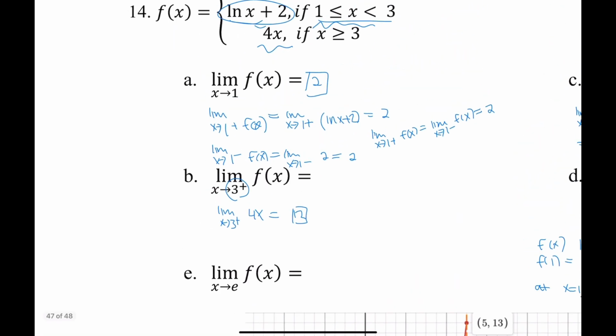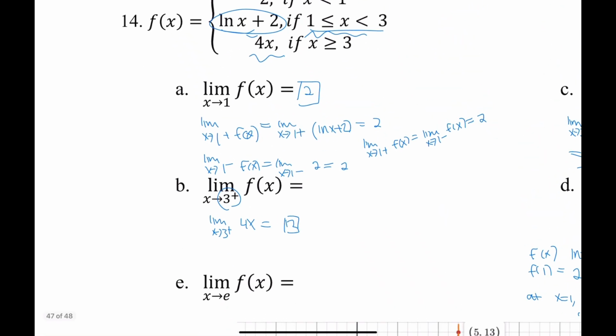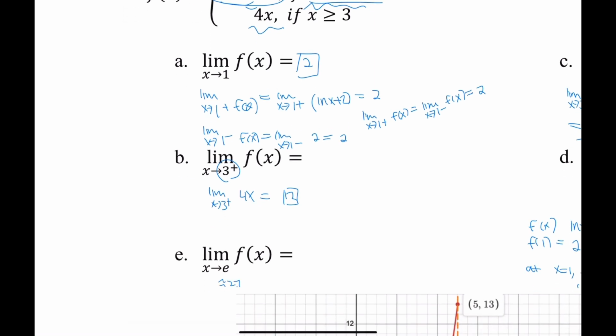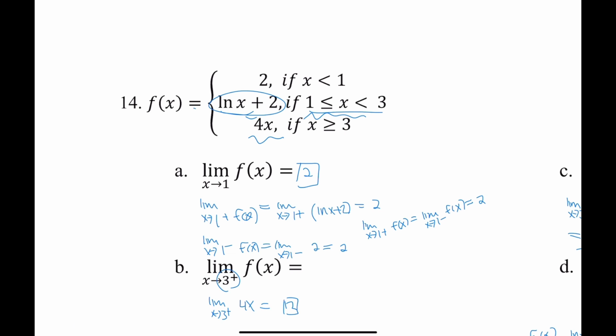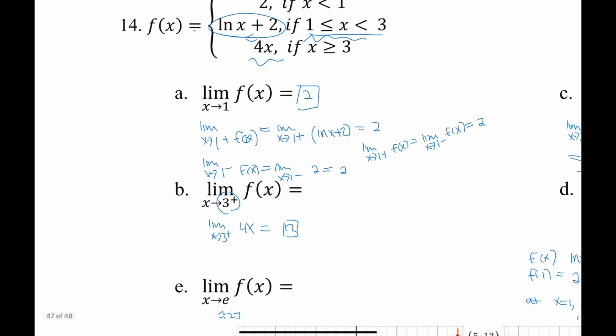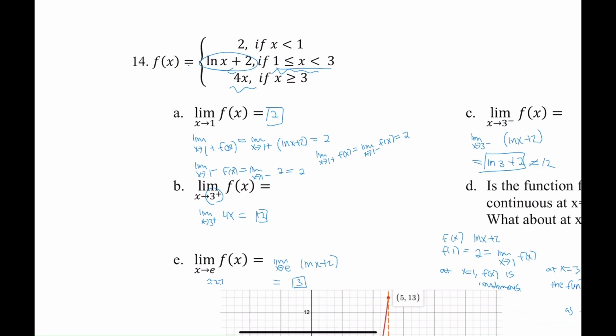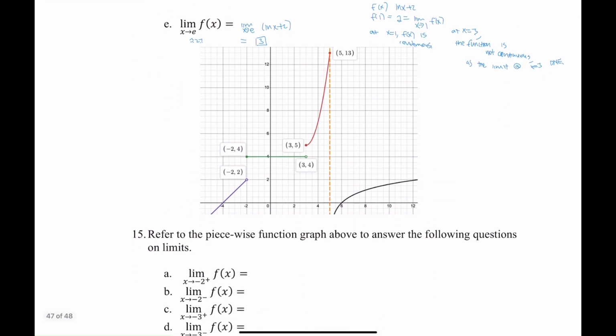If you plug in e to f of x, what happens? This is basically as x approaches e, and e is a value around 2.7, so it's definitely in the second category again. So let's plug in e to the second category. The limit as x approaches e of ln x plus 2, right? If you plug in e to ln x, we get 1, and then 1 plus 2 equals 3. Alright, okay.